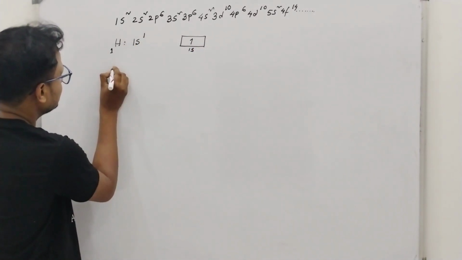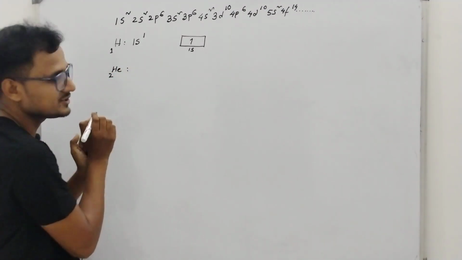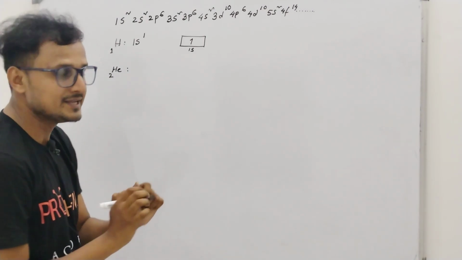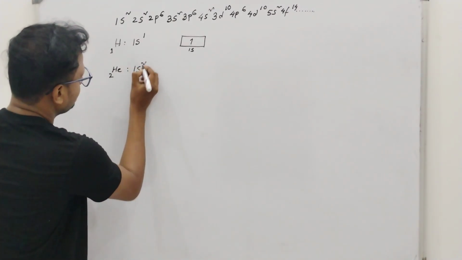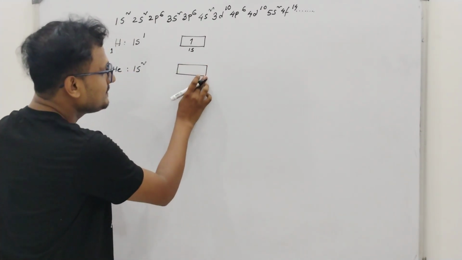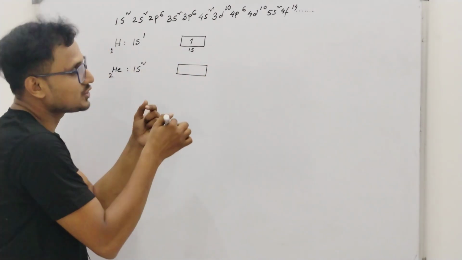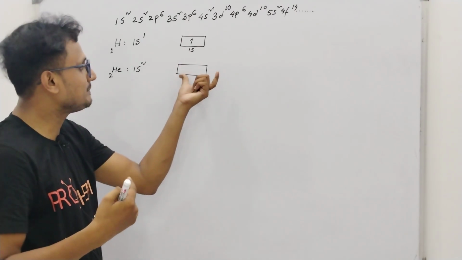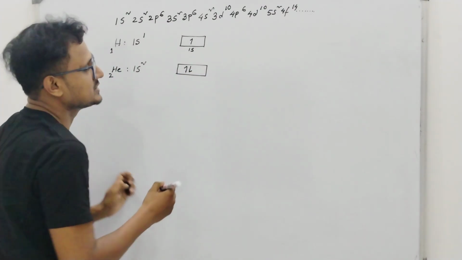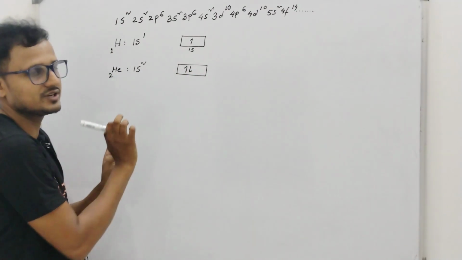Next is helium. Helium has 2 electrons. As we know, the 1s orbital can have 2 electrons at maximum. So here it will be 1s2. Now as we are filling the orbitals, we have to keep this in mind: when there are 2 electrons in a particular orbital, one will be up spin and the other will be down spin. So this is up spin, this one is down spin.